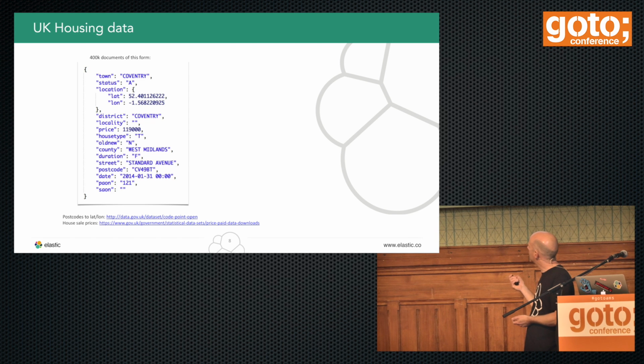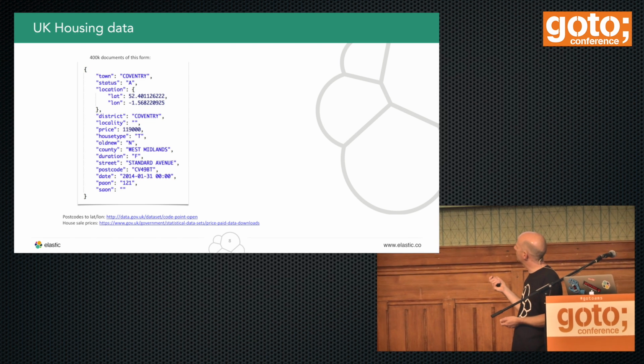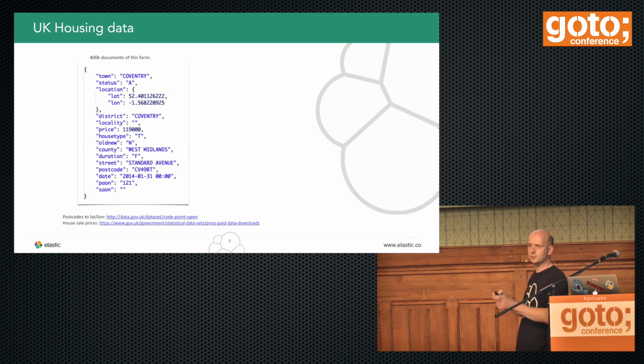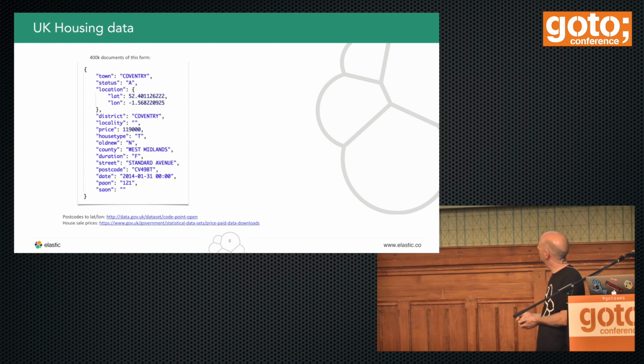The one thing I had to do to help tidy up this data was I had to take the postcodes here and look up the latitude and longitude of each of those postcodes to understand where this house is. So each house looks like this. It's got a postcode, house type, locality, location, county, and a price. That's kind of interesting. So what I wanted to do was try and summarize the housing market in the UK.